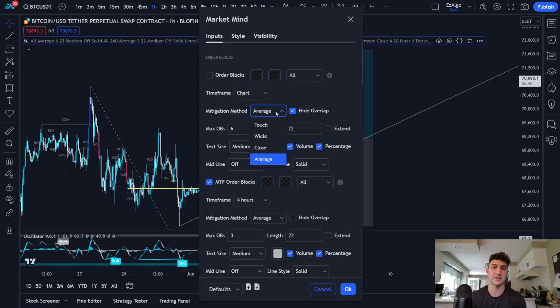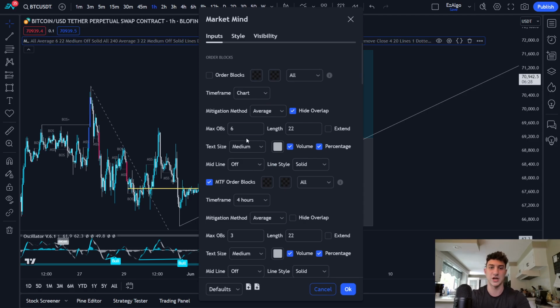Some people, it's different. Some people want to wait for a touch. As soon as it touches the order block, it's now invalid. Some wait for a wick all the way through the order block, and some wait for a candle close below the order block. Now, personally, like I said, I keep it on average. The 50% level is kind of like the sweet spot, in my opinion.